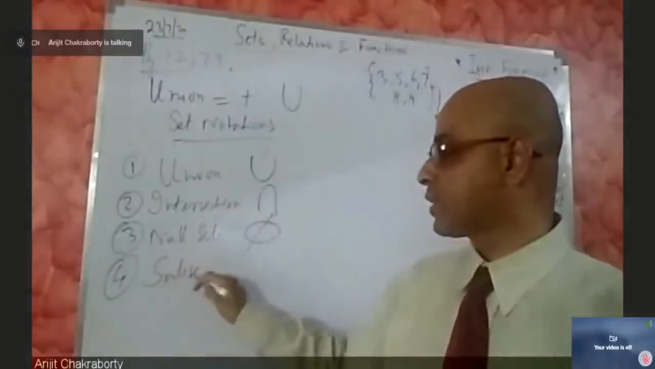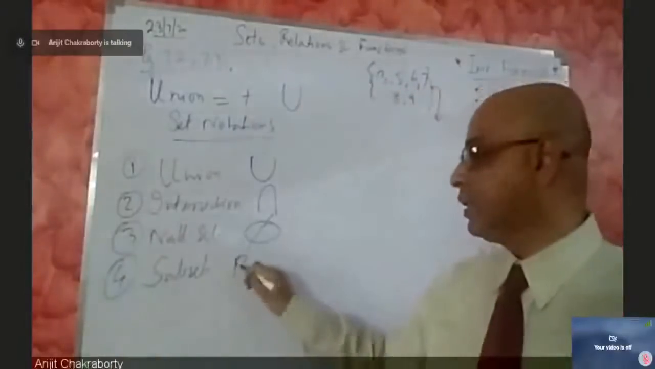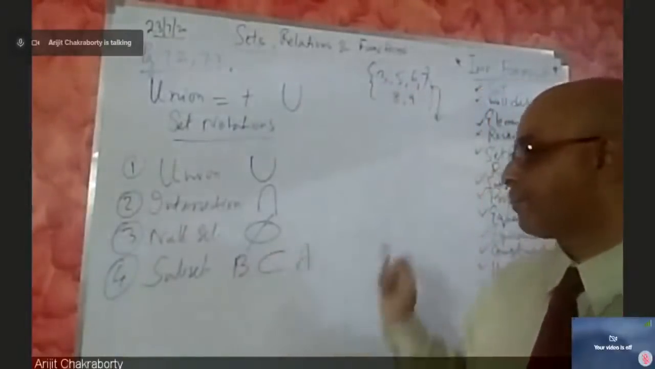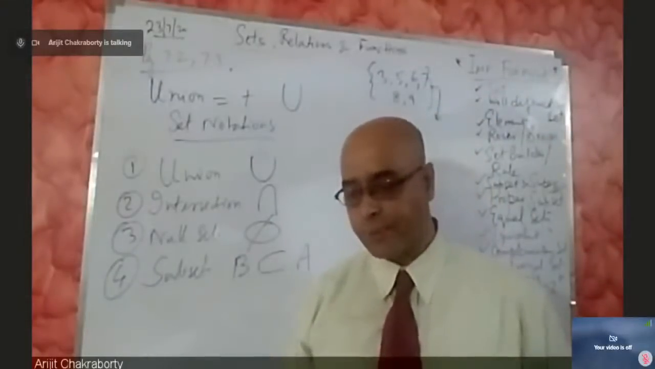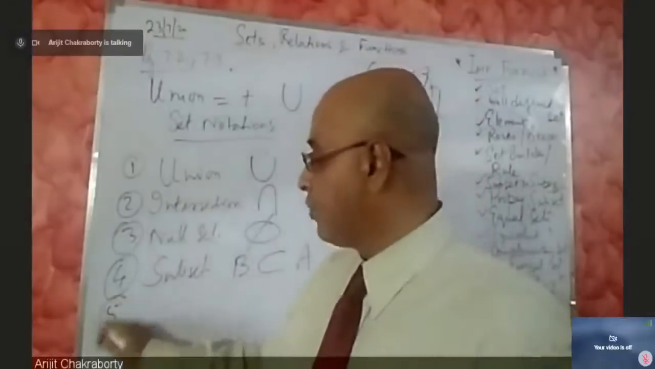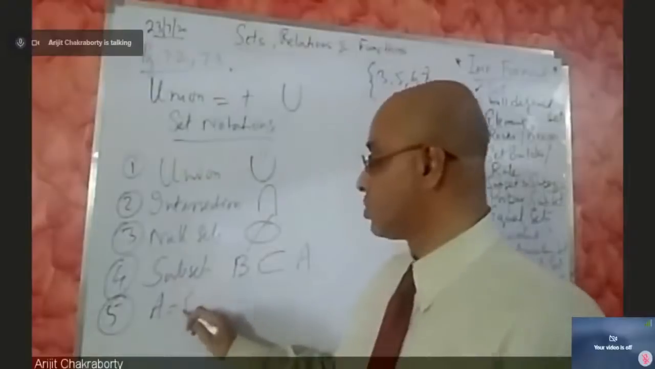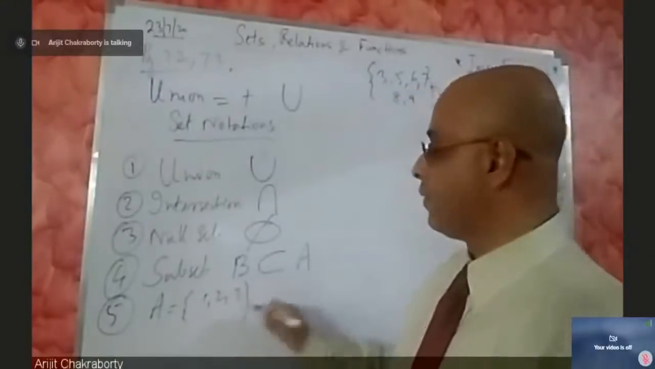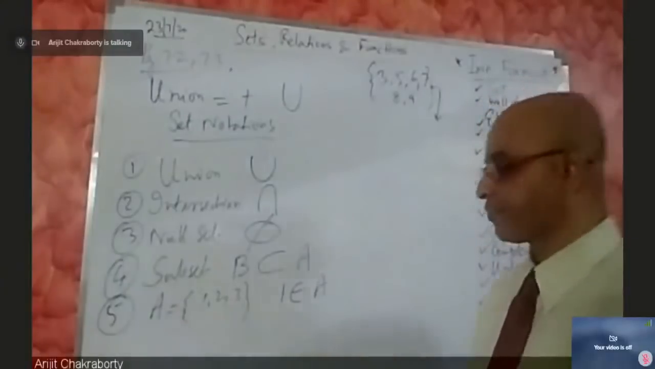How do you show subset? B is a subset of A. So I write B is a subset of A. Please see the notations carefully. And if I say that there is a set, A is equal to say 1, 2, 3, then I will write 1 is an element of A.